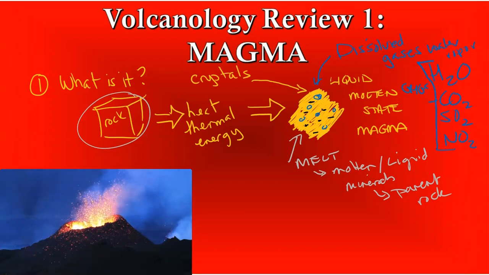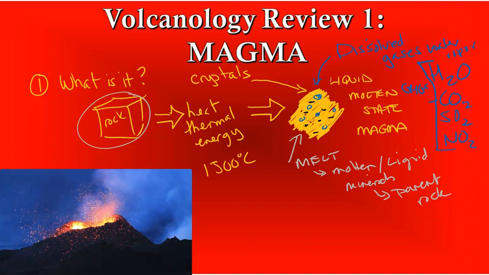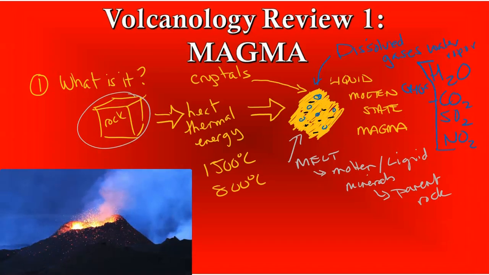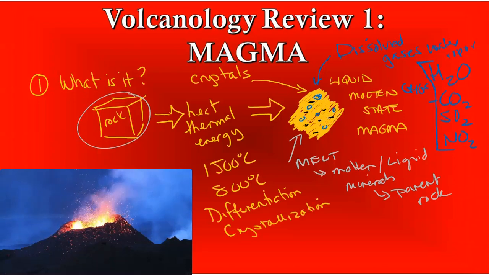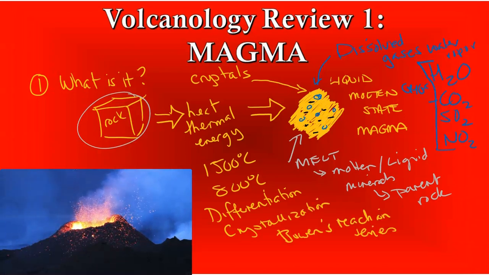Now crystals are the solid minerals that are still either partially or fully solid within the different magma temperatures. If it was up towards 1500 degrees, there'll be less and less crystals, whereas if it's at 800 degrees, there'll be a lot more crystals present in the magma. And that is called differentiation, and it's called crystallization. And you can check out the Bowen's reaction series to see which minerals occur at which temperatures.